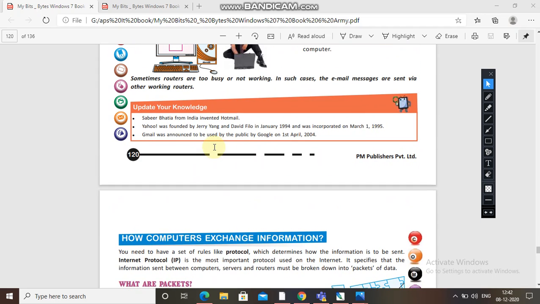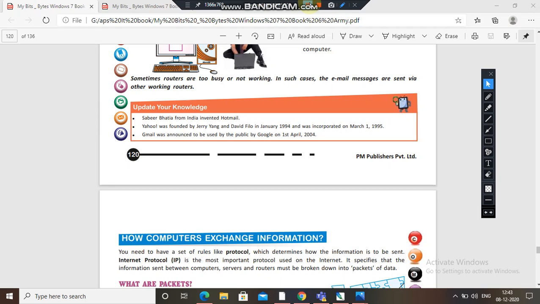Sabeer Bhatia invented Hotmail from India, and Yahoo was founded by Jerry Yang and David Filo in January 1994, and was incorporated on March 1, 1995. And Gmail was announced to be used by the public by Google on 1st April 2004. 2004, 1st April, Google announced Gmail for the public.